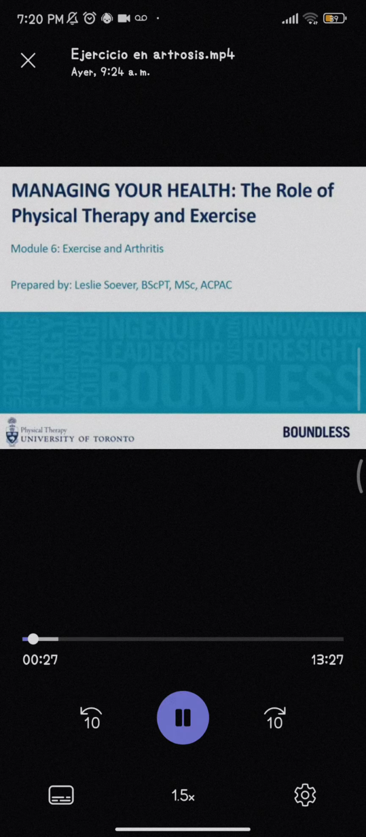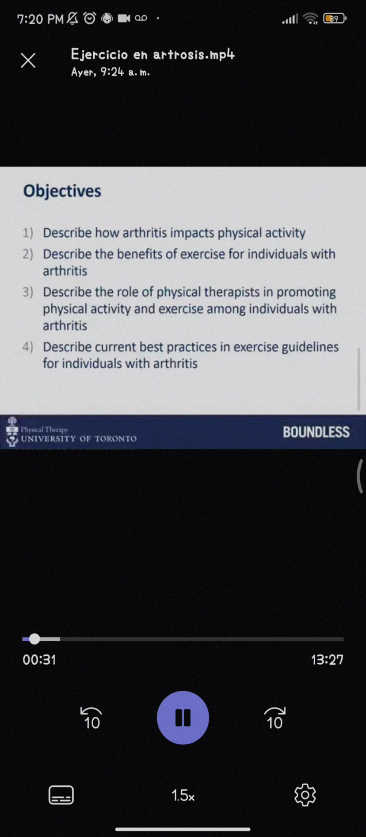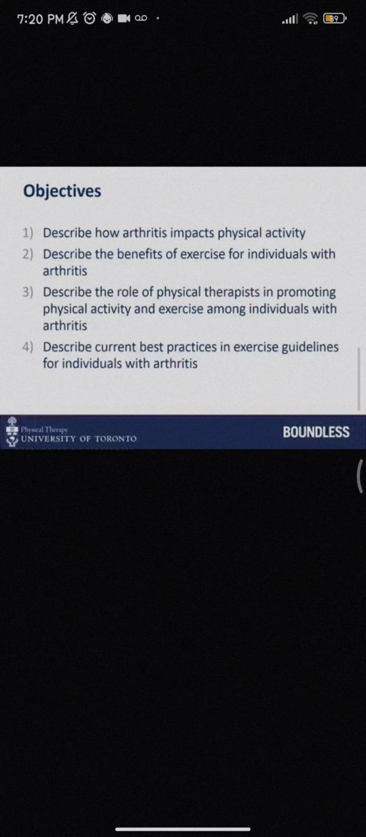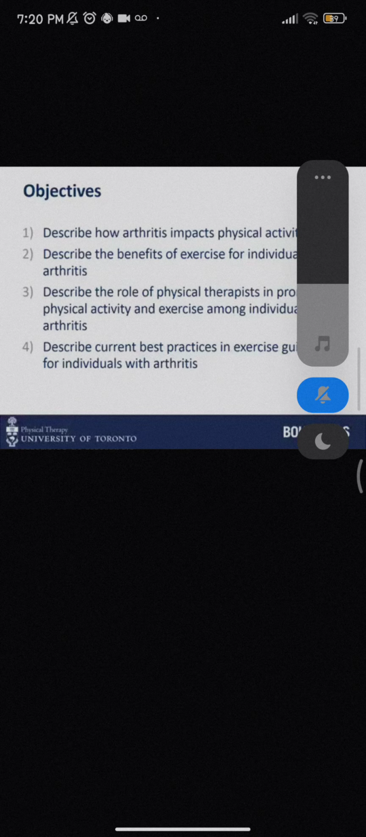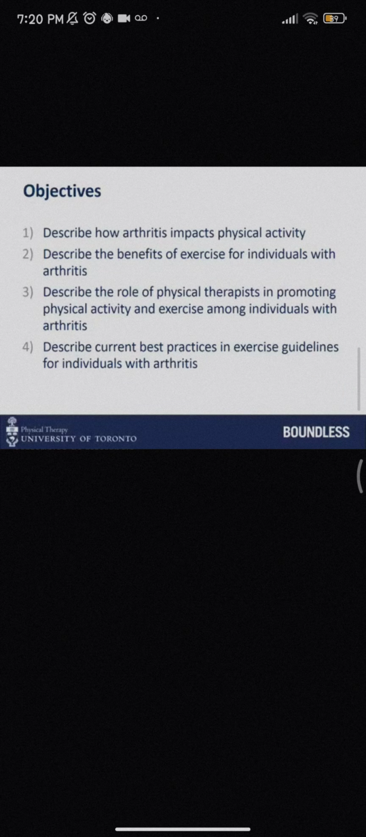This module is about exercise and arthritis. The objectives of this module are to describe how arthritis impacts physical activity, the benefits of exercise for individuals with arthritis, the role of physical therapists in promoting physical activity and exercise among individuals with arthritis, and current best practices in exercise guidelines for individuals with arthritis.